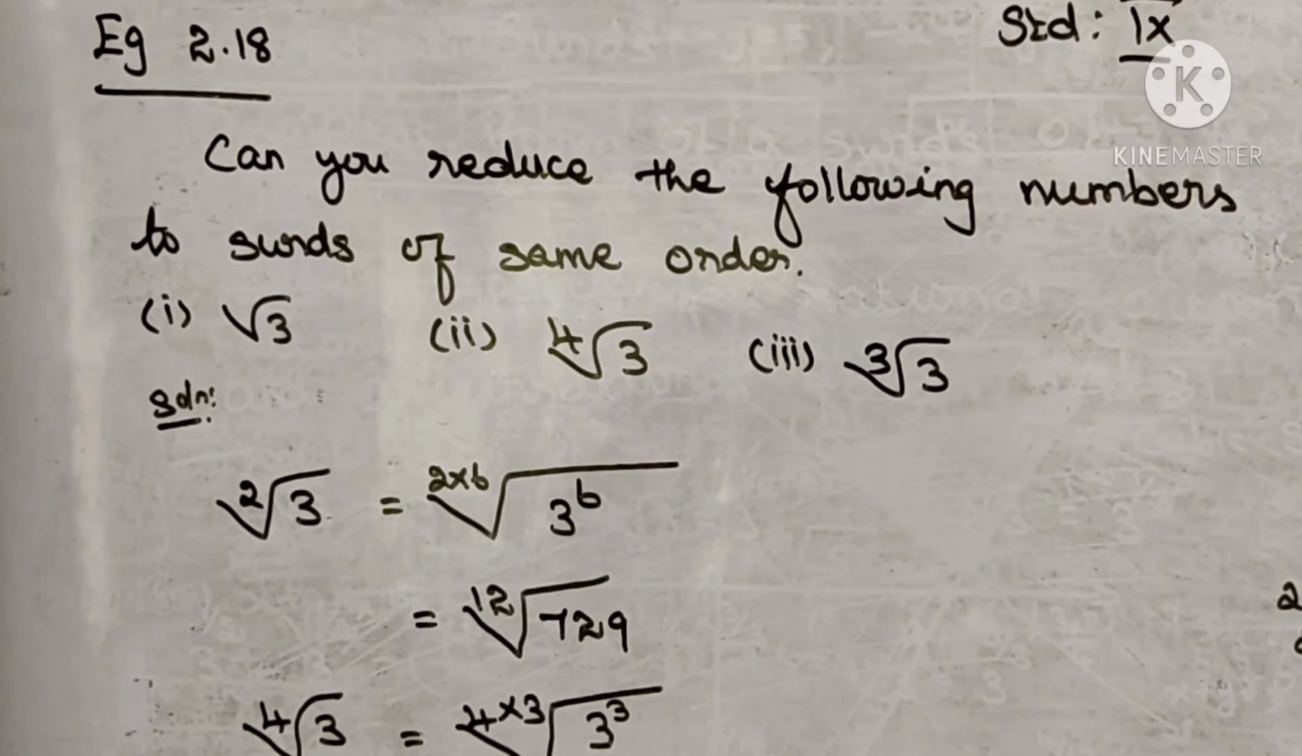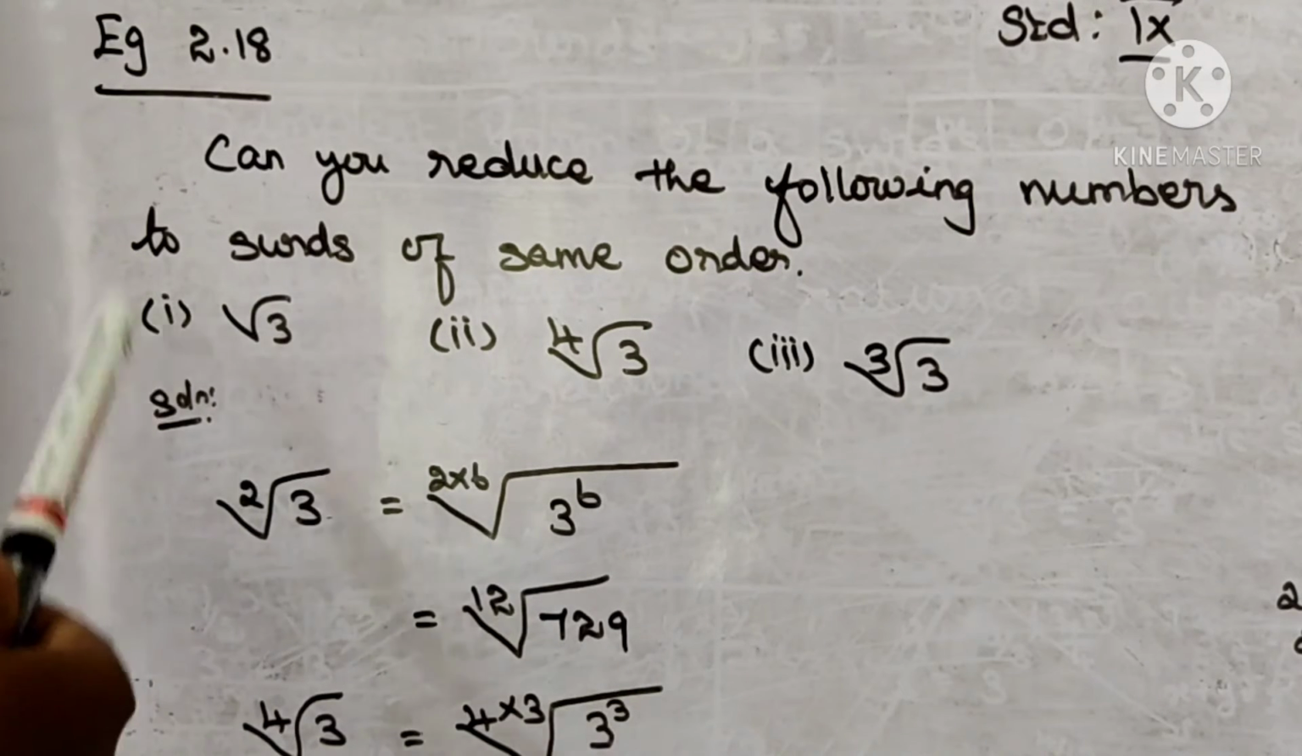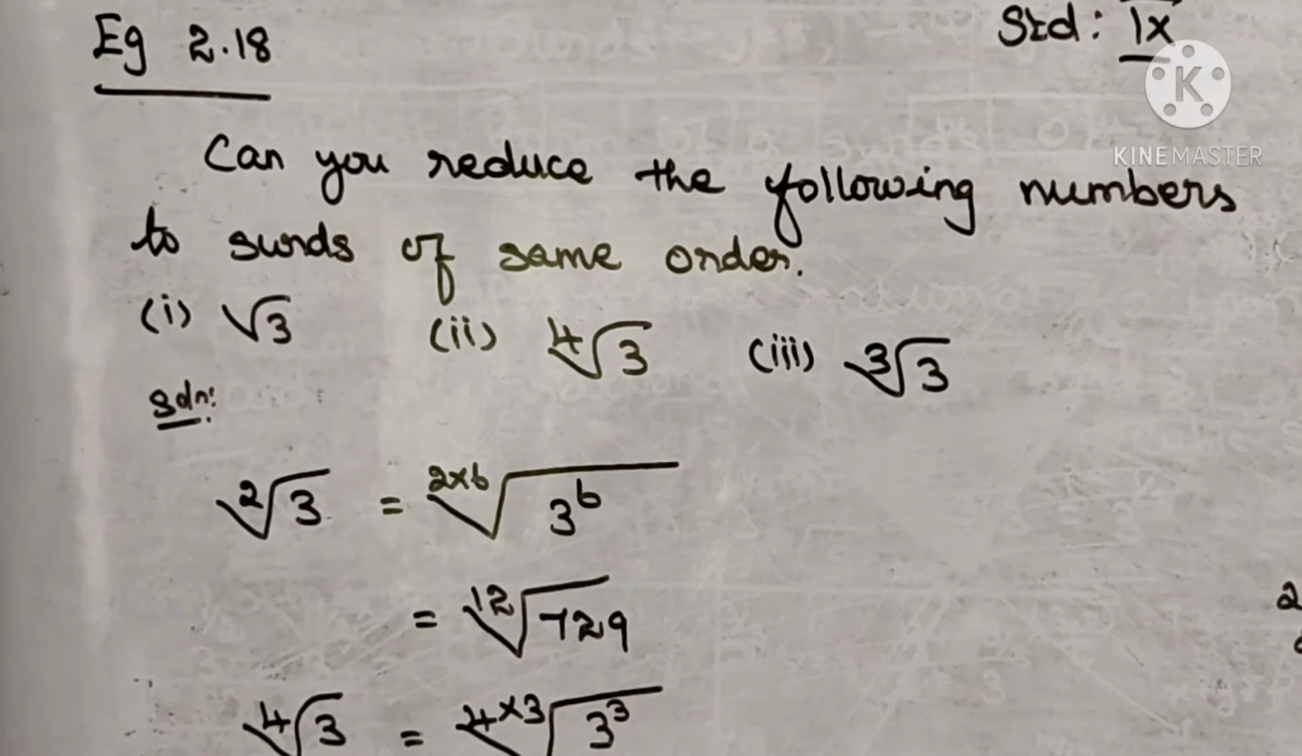Listen, one example, sum 2.18. Can you reduce the following numbers to surds of the same order? First number is the square root of 3. Here the index is not given, but you take the index as 2. The second one is the fourth root of 3. The third one is the cubic root of 3.